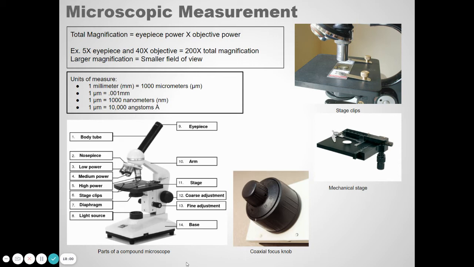But the more you magnify something, the less of it you see. The greater your magnification, as you zoom in, you see less and less of an area. We call that the field of view. Higher magnification, lower field of view. Lower magnification, higher field of view.